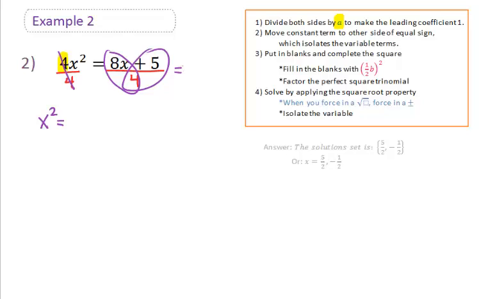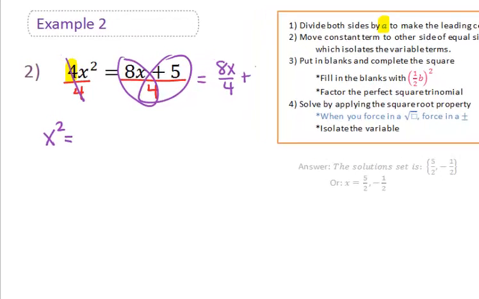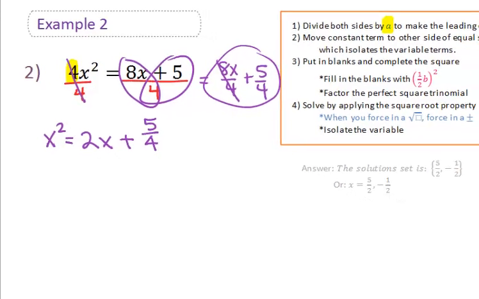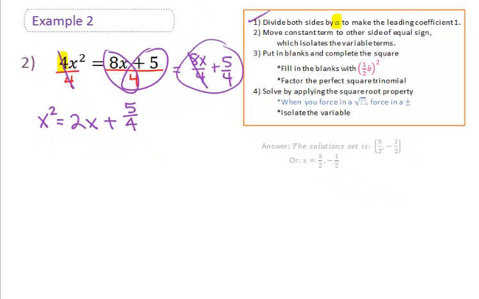And if you don't see that right away, then split it up. We have 8x over 4 plus 5 over 4. Now simplifying this, 8 divided by 4 gives me a 2x, and then I cannot reduce my 5 over 4, so I just have to write it as is. At this point, I'm done with step number 1.